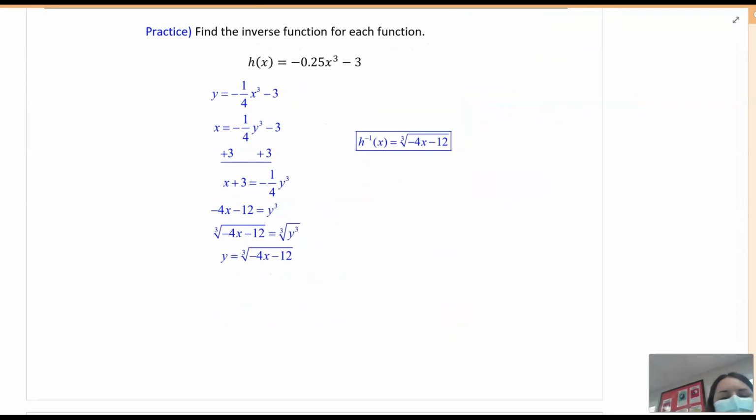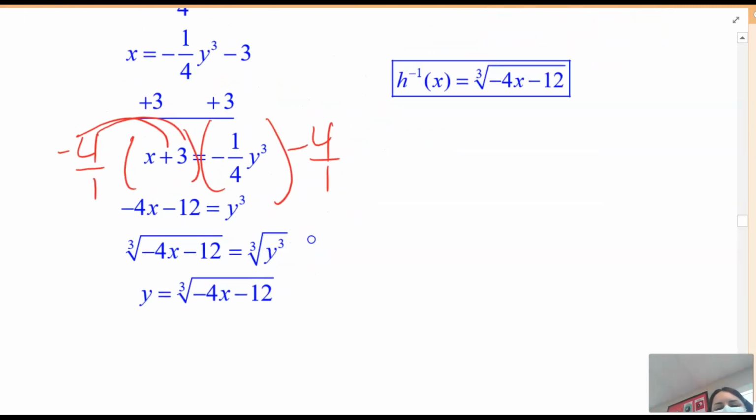Okay. So when you guys get rid of the fraction here, when you multiply by the reciprocal, negative 4/1, you have to distribute that negative 4. So that's why you get negative 4x minus 12. And then take the cube root, and you do not need a restricted domain in this case. So that's your solution, okay?